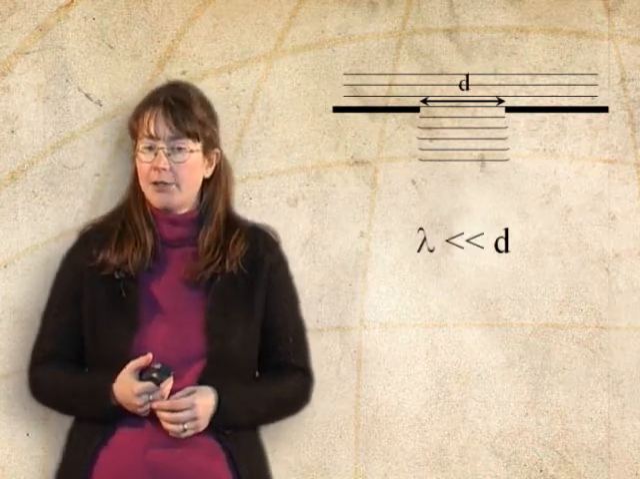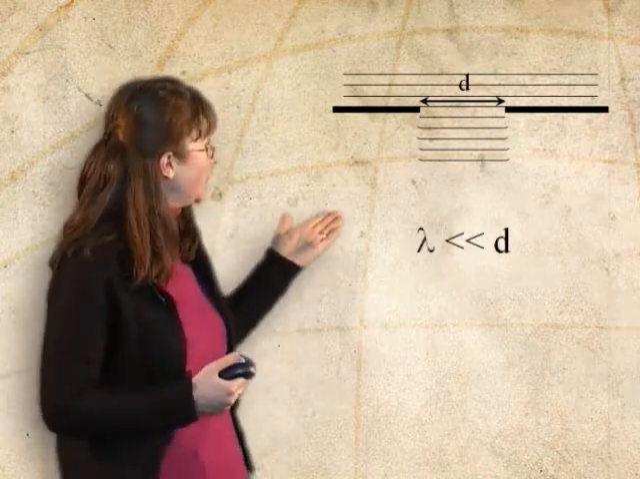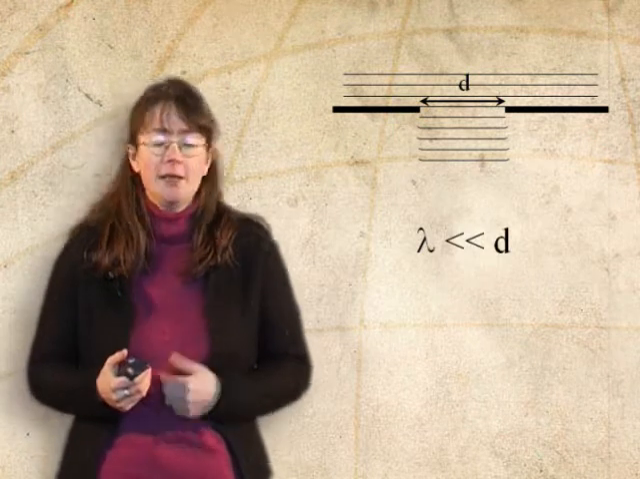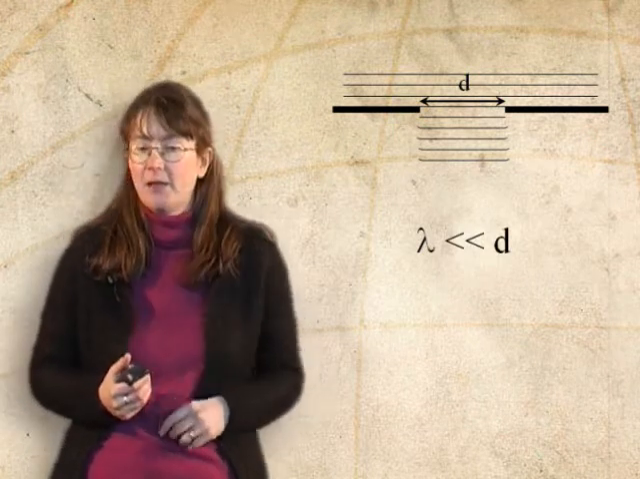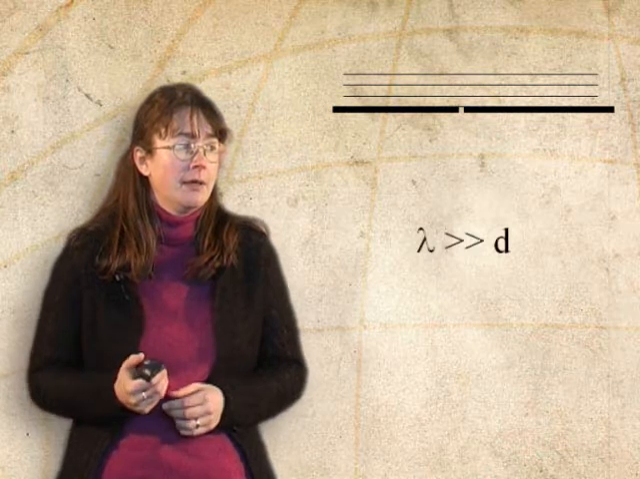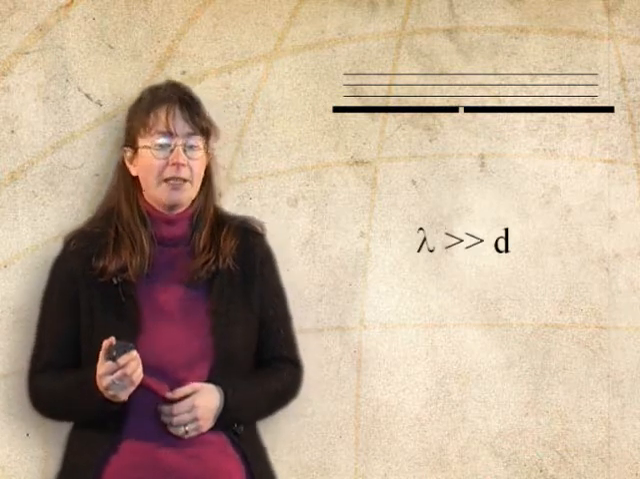Now, if the gap is much bigger than the wavelength of the waves, then they pass through more or less unchanged. So when lambda is much smaller than d, they're mostly unchanged. There's a bit of curving at the end, but not much. If the gap width is much smaller than the wavelength, then the wave will not pass through the gap, and then nothing happens on the other side.